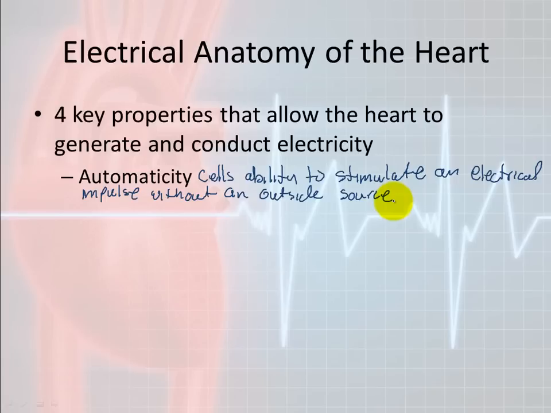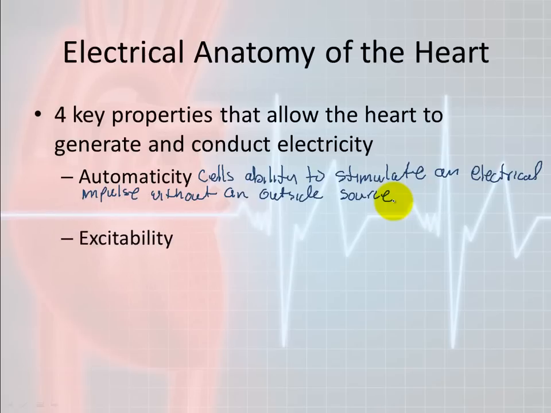What this means is that you could literally separate the heart from the central nervous system. And due to the cardiac's ability to have automaticity, that means that it will continue to beat for a short time. It will continue to depolarize itself for a short time, even after not being stimulated by the central nervous system. That is the property of automaticity.